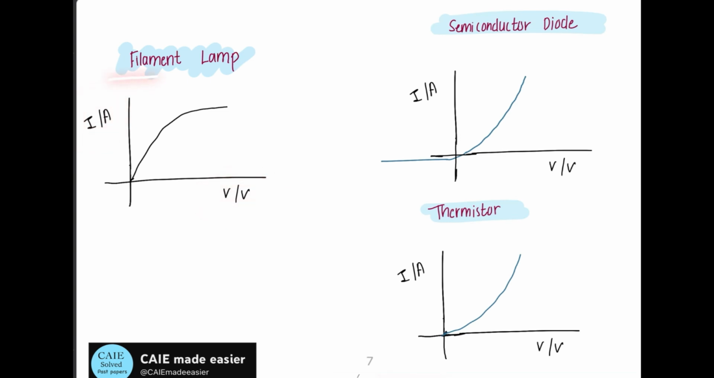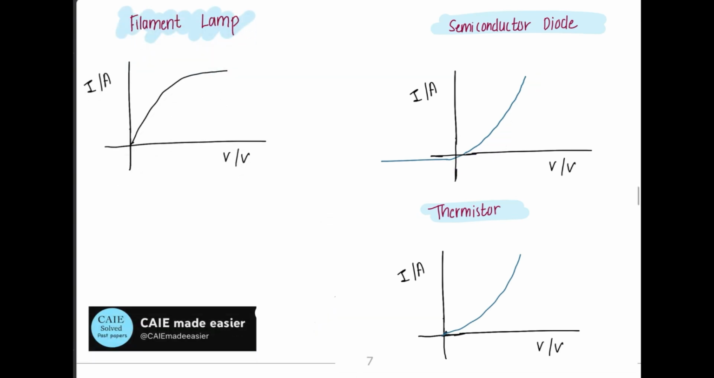Okay, so if you have a filament lamp, it obeys Ohm's law until a certain point and then it curves. Semiconductor diode, it's 0 on one side and then it increases on the other side. Thermistor, resistance depending on temperature, it's also a curve, it's not a straight line.